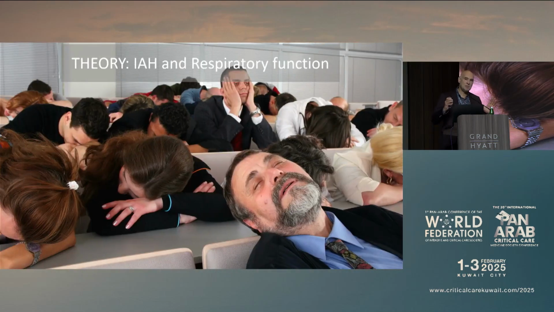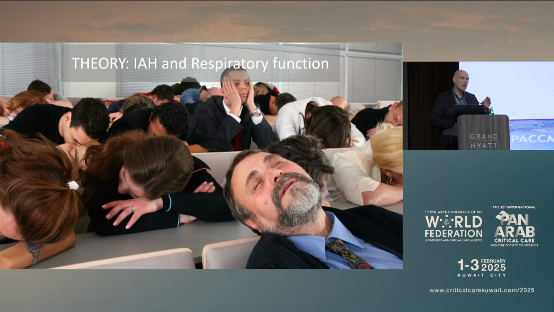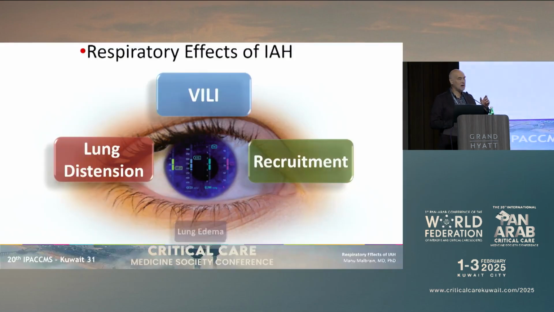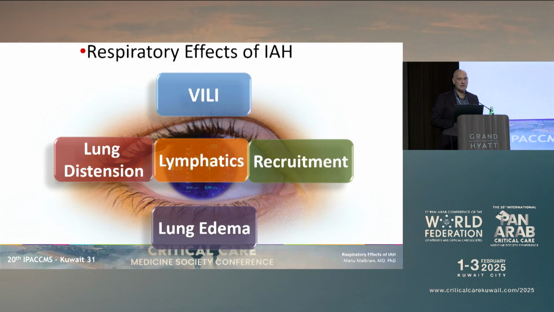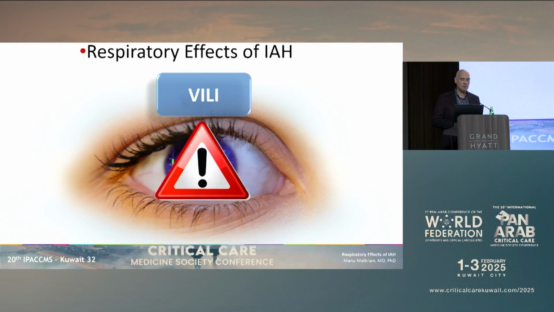So now a little bit of a boring part on the theoretical concepts behind. The respiratory effects can be divided into VILI, the lung distension, recruitment, lymphatics, and presence or induction of pulmonary edema. So let's first start with the relation between abdominal hypertension and VILI. It comes from animal experiments where it was shown that abdominal compartment syndrome increases cytokines like IL-6 and IL-1 beta.